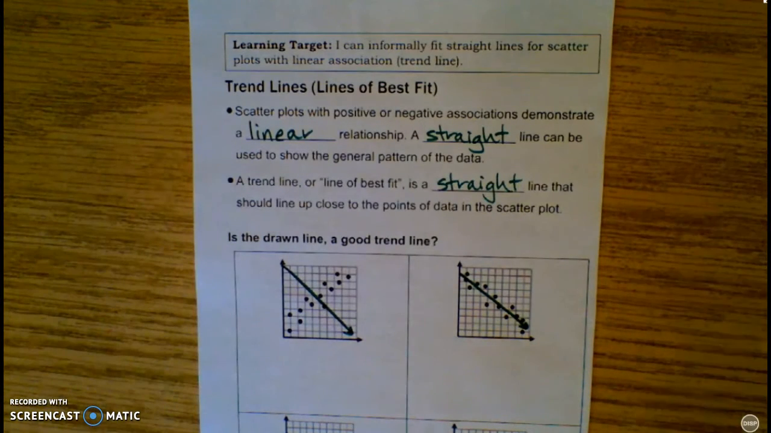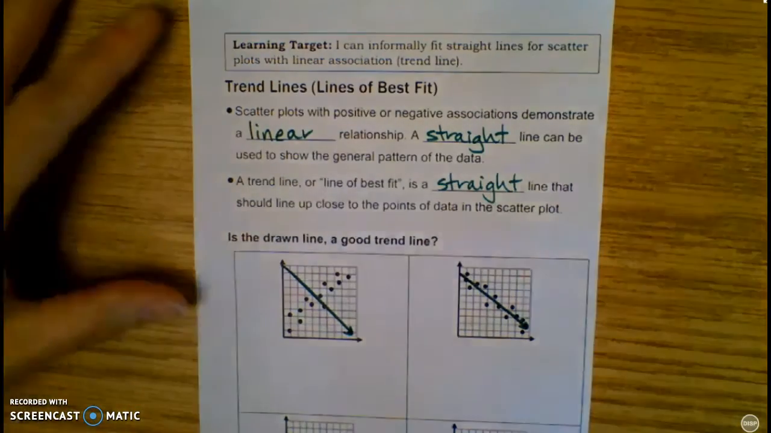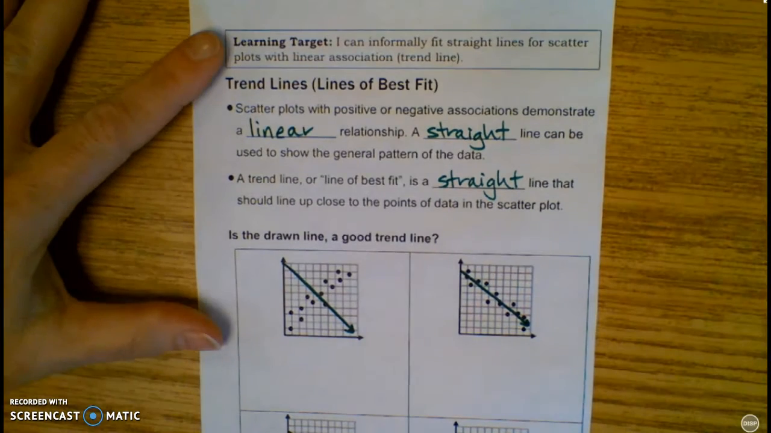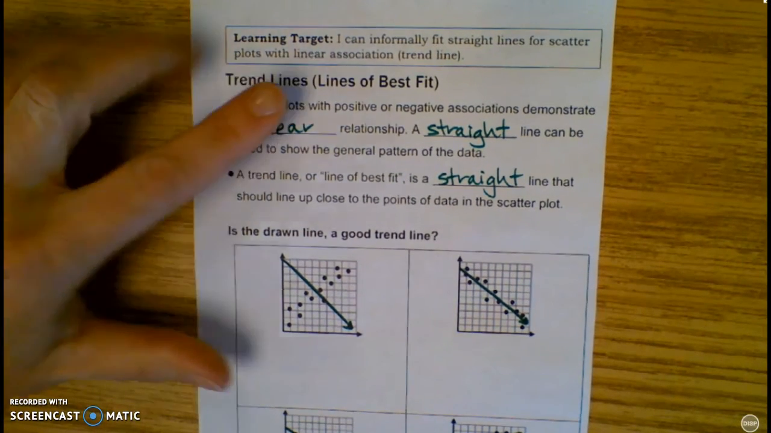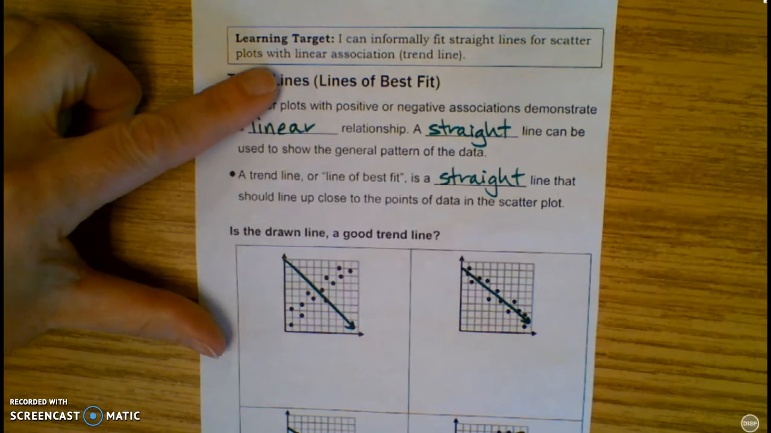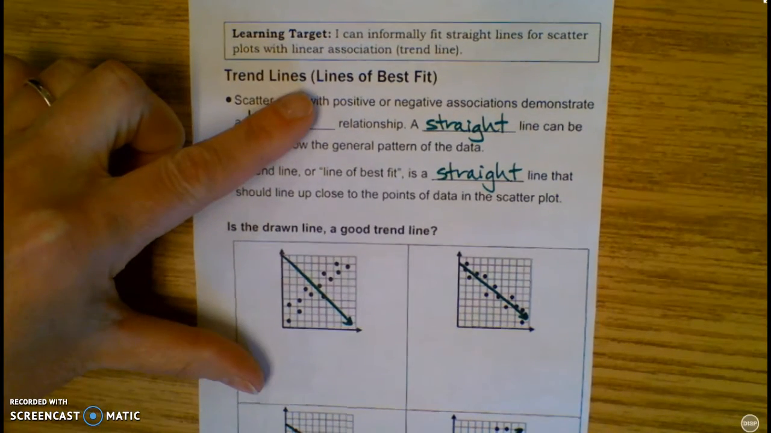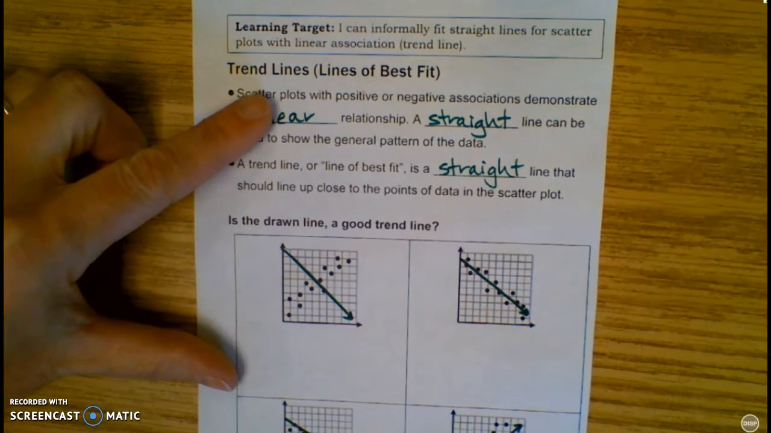Okay, scatter plots is the topic. This will be your third video lesson in this topic. And what you're going to learn today is how to fit a straight line to your scatter plot to show how the association is linear. The line that we draw on the graph is called a line of best fit, or sometimes we call it a trend line.